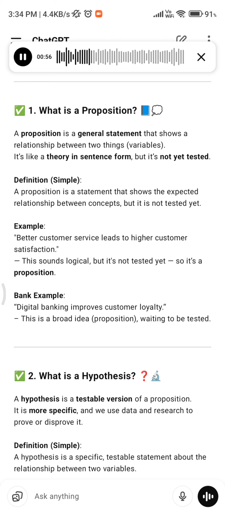So it's a proposition. Bank example: digital banking improves customer loyalty. This is a broad idea, a proposition, waiting to be tested.